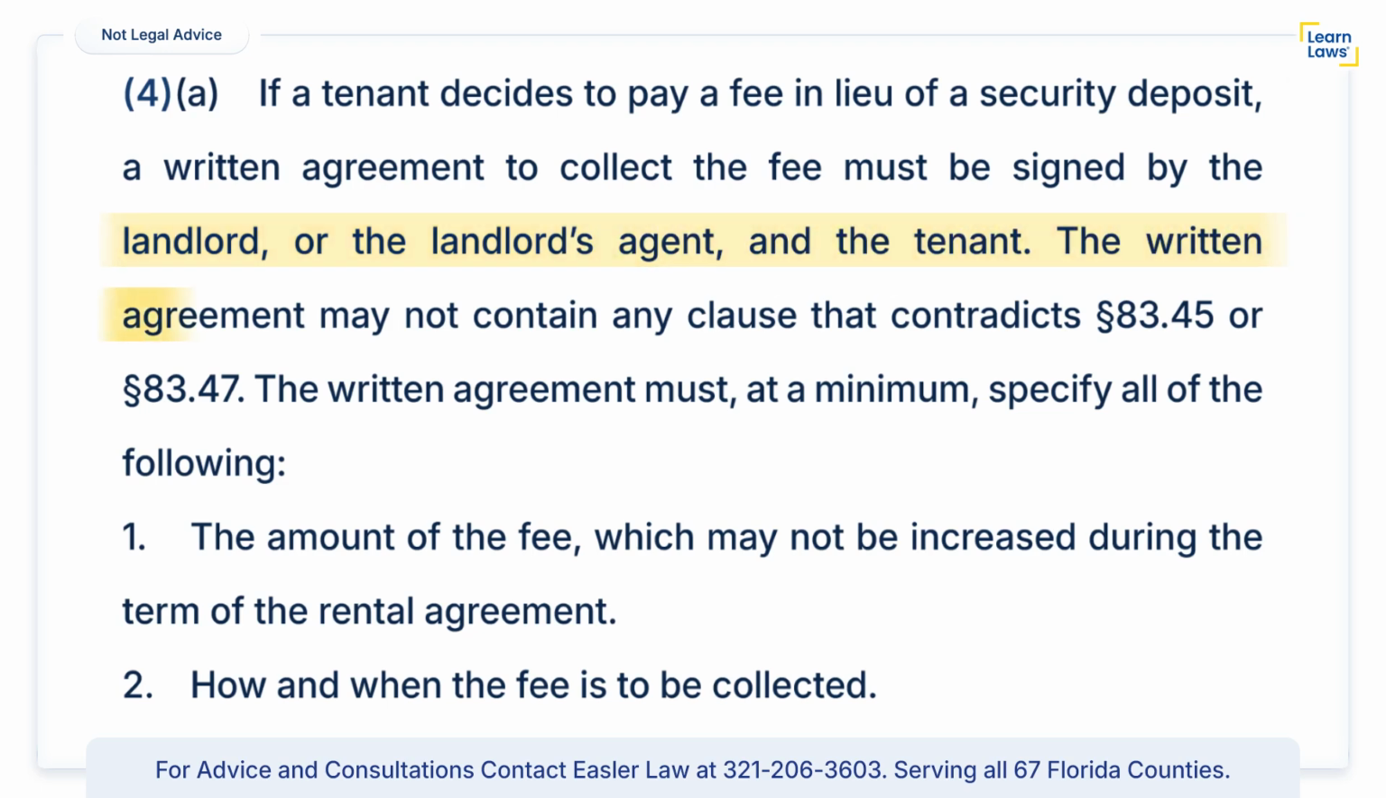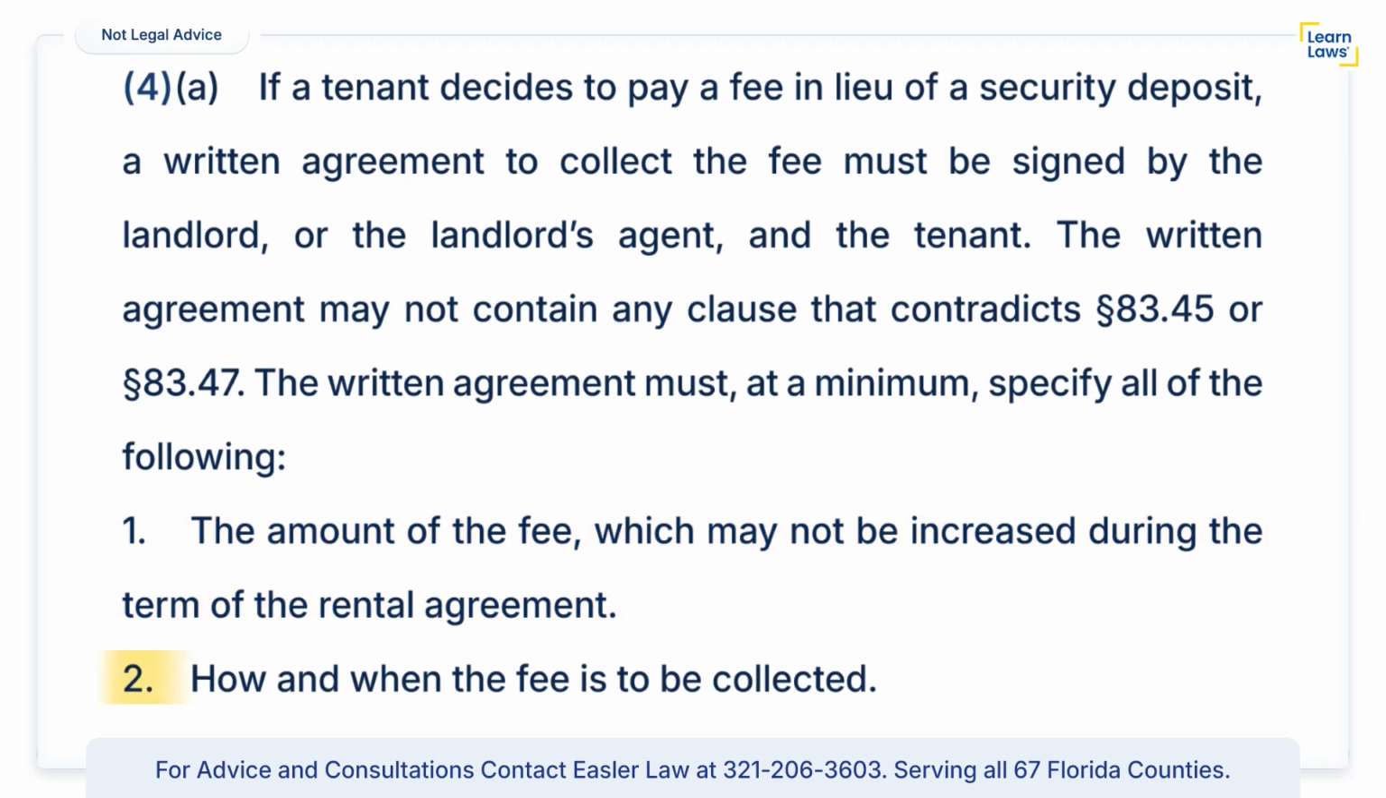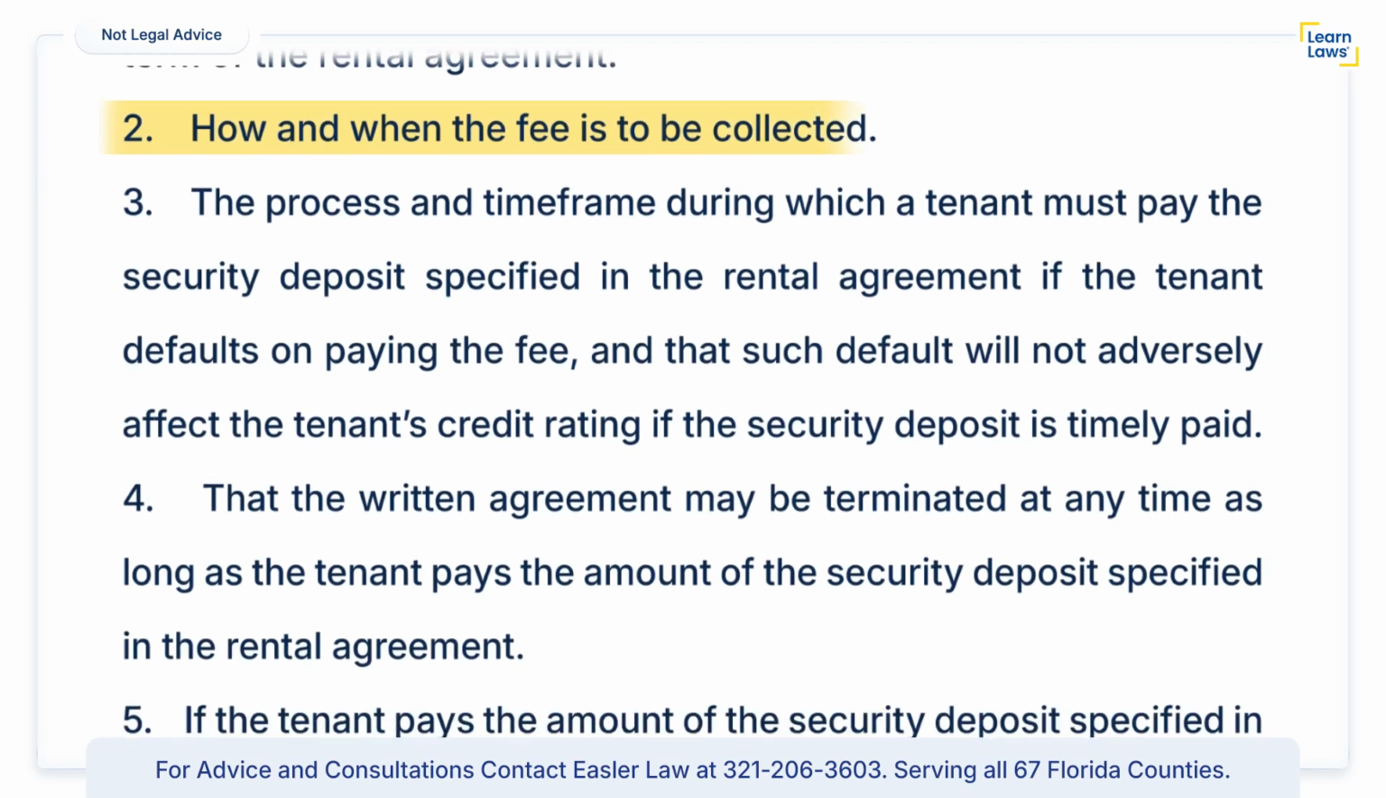The written agreement may not contain any clause that contradicts Section 83.45 or Section 83.47. The written agreement must, at a minimum, specify all of the following. 1. The amount of the fee, which may not be increased during the term of the rental agreement. 2. How and when the fee is to be collected.